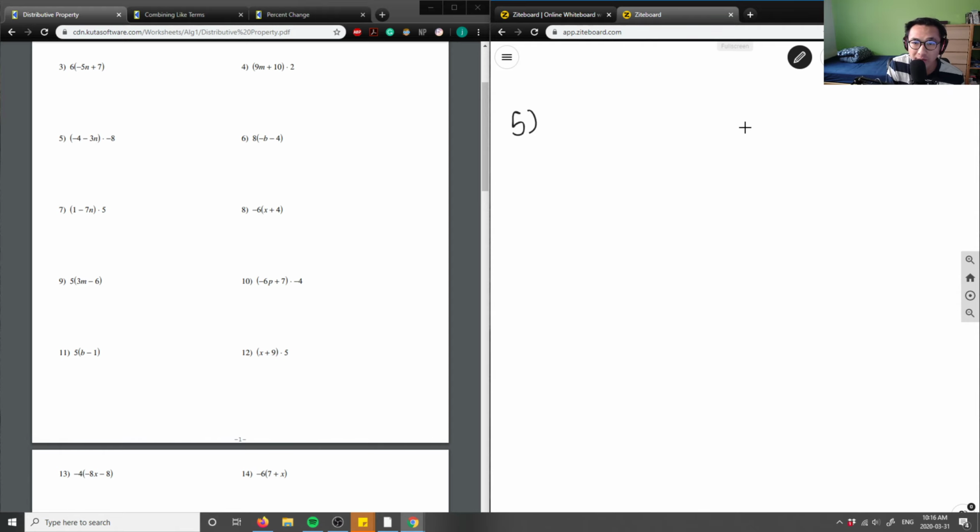So number 5 here, this is negative 4 minus 3n times negative 8, and they use this little dot here. I'm going to just clarify this case. In this case, this dot here means multiplication. It implies multiplication as well. So don't worry if you ever see this. If you ever see this dot, it's usually some sort of multiplication.